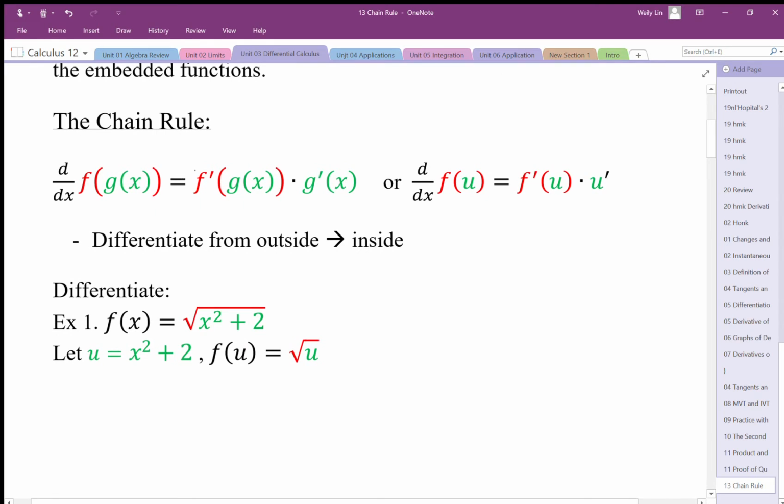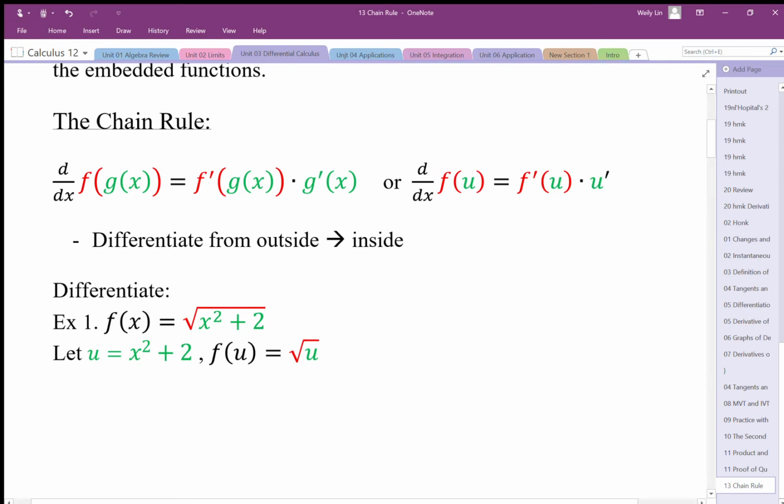So basically we're applying a chain. I'm going to show you how these pieces work, but as we get better at it, we're going to start not using this notation of u. We're just going to try to differentiate from outside to inside without using all this notation. But for now, we're just going to use the notation just so that we get used to recognizing which pieces are which.